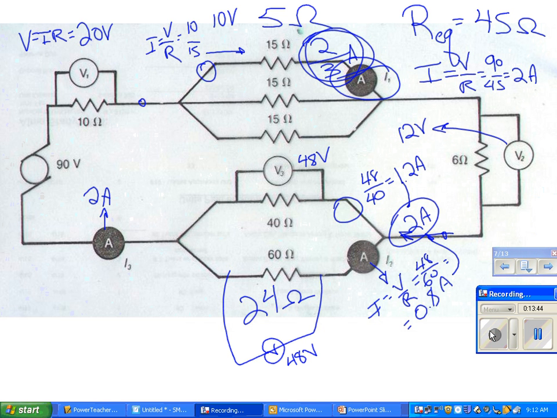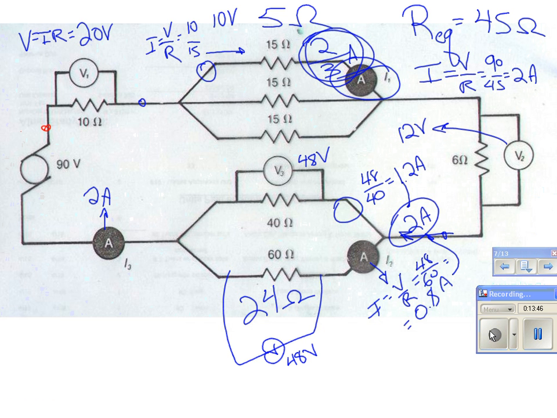Okay, here we go. If I measured the potential right there, it'd be 90 volts. If I measured the potential right there, it would be 70 volts. The potential difference from here to here is 20 volts. So when I say 10 volts, I'm saying the potential difference from here to here is 10 volts, but it would go from 70 down to 60.